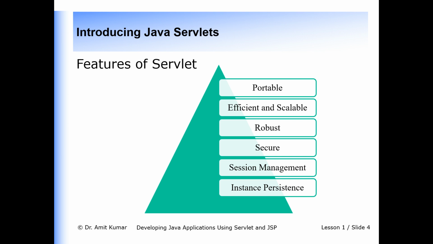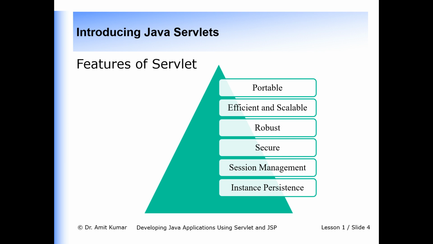The second important feature of servlet is efficient and scalable. On the other hand, CGI was not efficient and was not scalable. Once a servlet is deployed and loaded on a server, it can handle multiple requests at the same time using the multi-threading features of Java. Compared to CGI, where the server has to initiate a new process for every client request, the servlet is truly efficient and scalable. So servlets are truly efficient and scalable, but CGI was not.